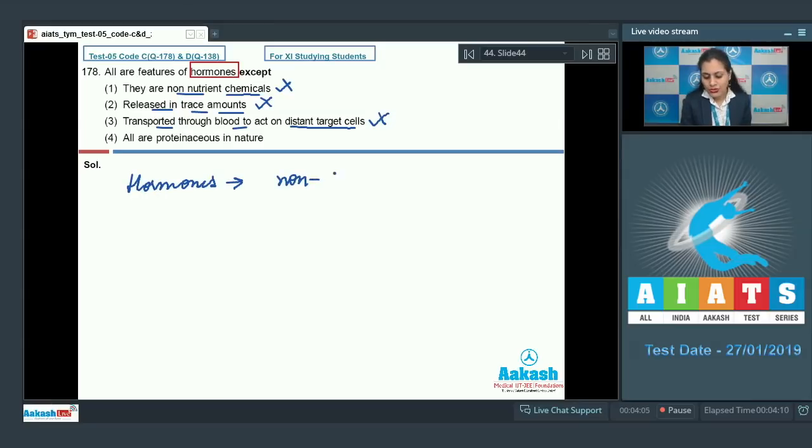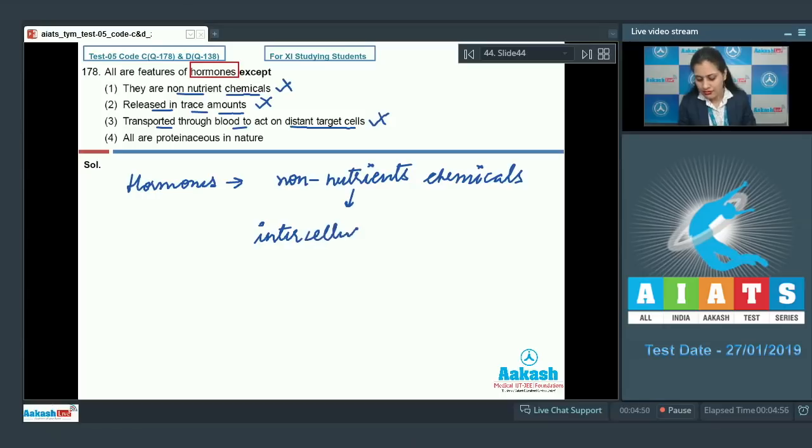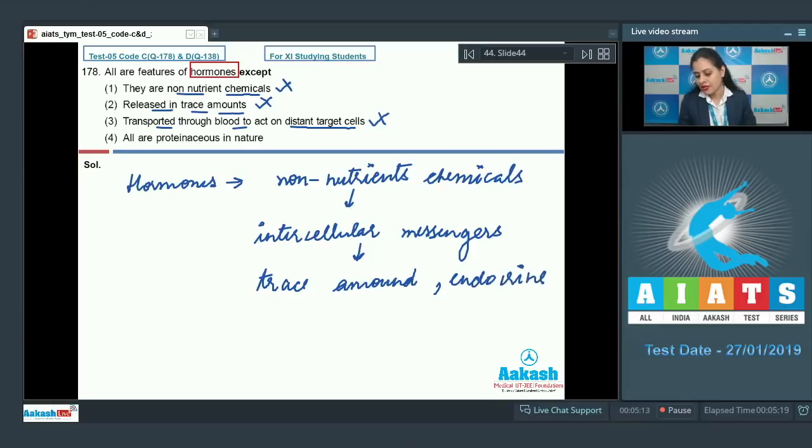they are non-nutrient chemicals which act as intercellular messengers. They are released in trace amounts from the respective endocrine glands. Endocrine glands are ductless glands and they'll release their hormones into the blood directly, and through blood only they'll act on their distant target cells.